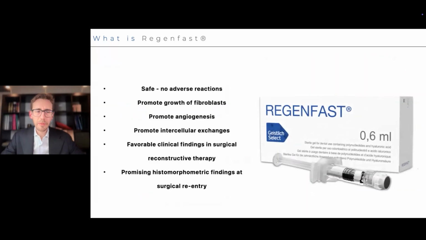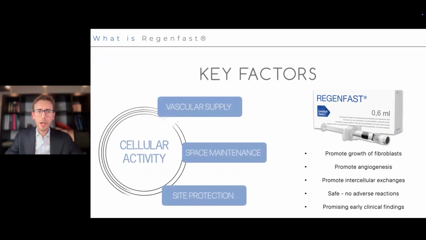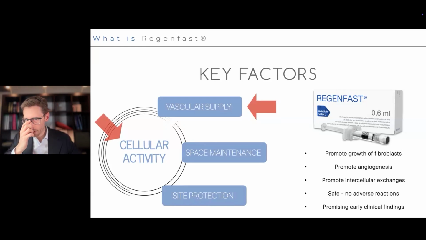So if we want to make a small summary about the properties of this product, we can see that, for the actual knowledge, this is a safe product, no adverse reactions have been described, which promotes the growth of fibroblasts and angiogenesis based on preclinical evidence, which promotes intercellular exchanges, creating a favorable environment for cellular replication, and which has promising histomorphometric findings at surgical reentry, combined with promising findings in the reconstruction of intrabony defects. So basically, when we go back to the key factors of a regenerative environment, these are the two elements on which this technology works: cellular activity itself and the promotion of vascular supply.